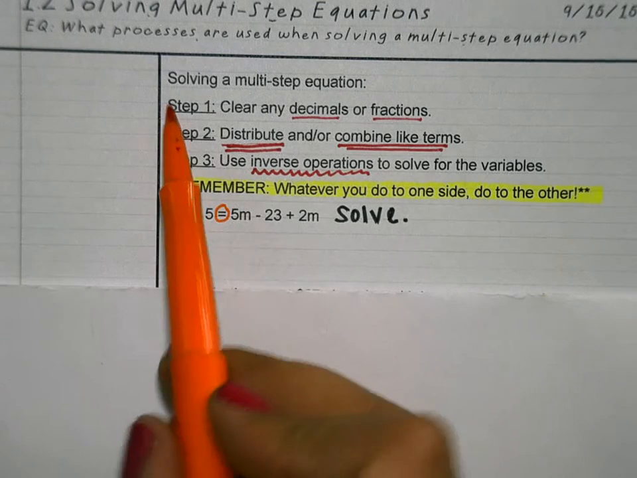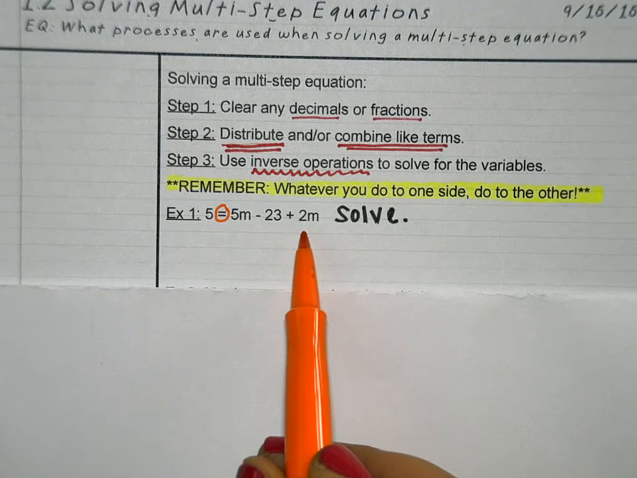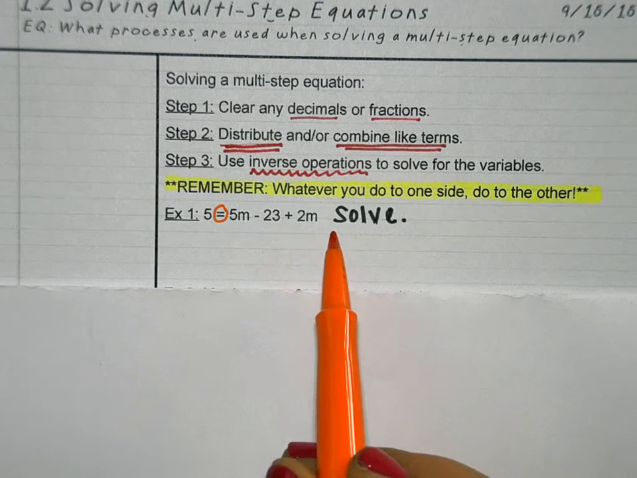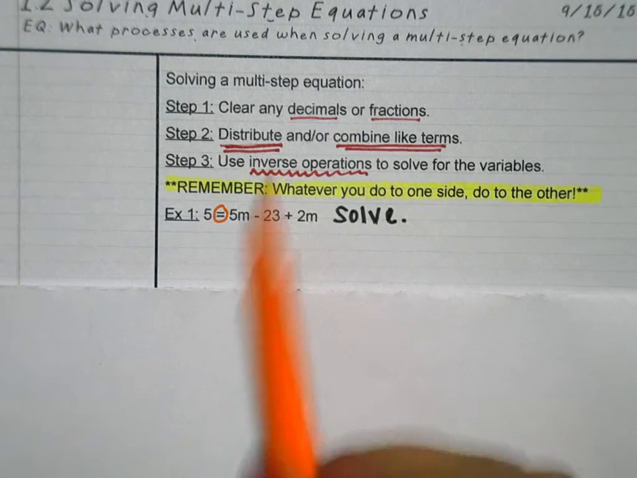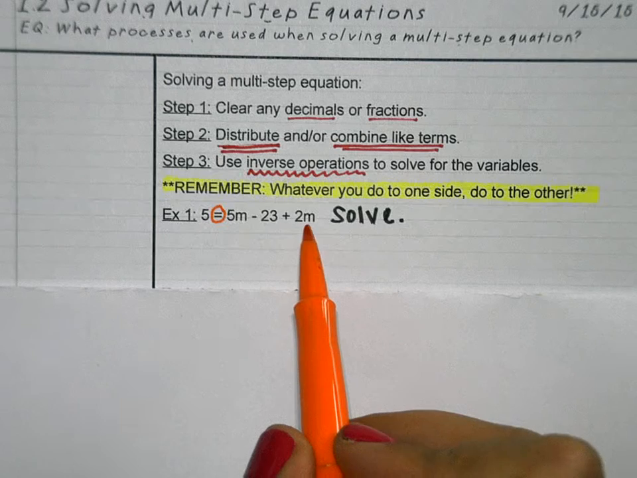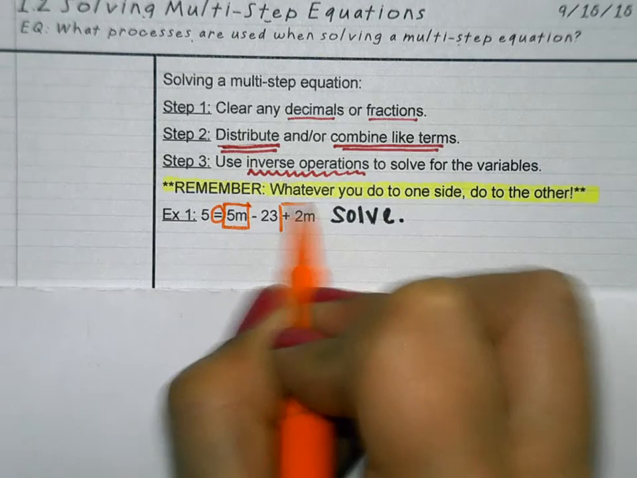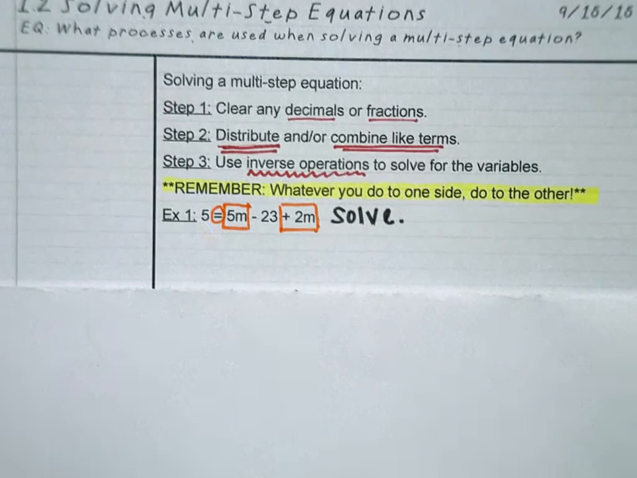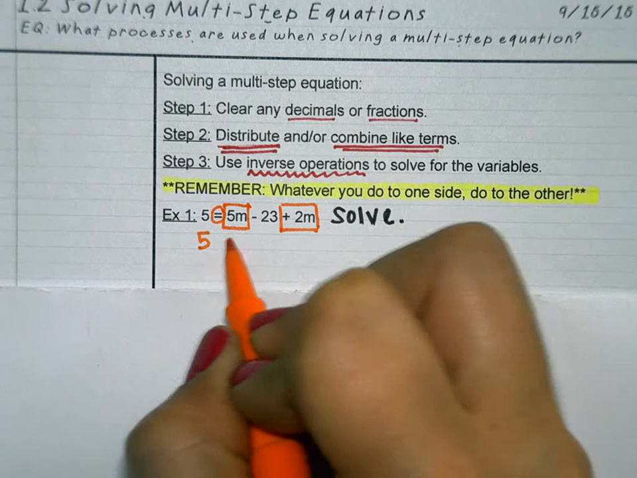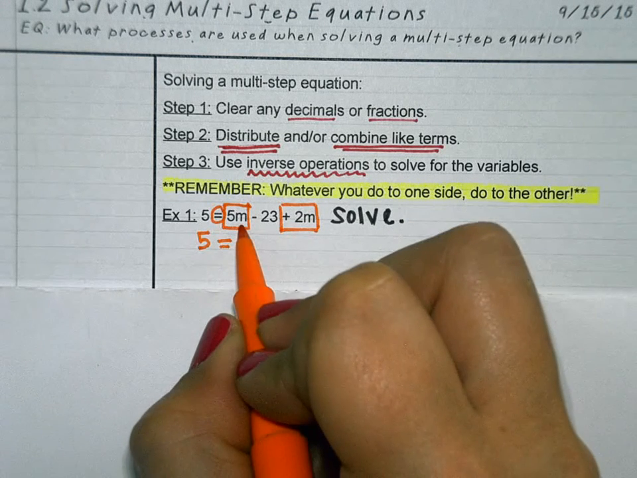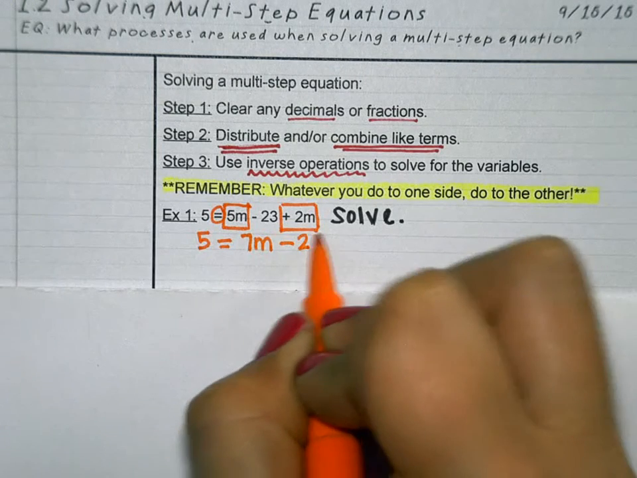So our first step says to clear any decimals or fractions. In this example, I don't see any decimals or fractions, so we are going to skip that step and do distribute and or combine like terms. I also don't see any distributive property, but I do see a 5m plus a 2m, so we can combine like terms there. So I rewrite everything else exactly the way it is in the problem. 5 equals 5m plus 2m gives me 7m minus 23.